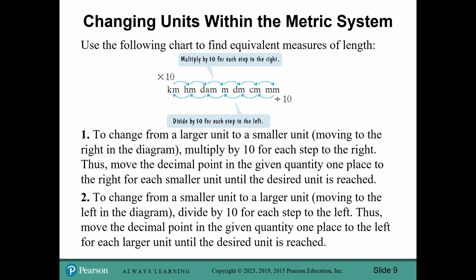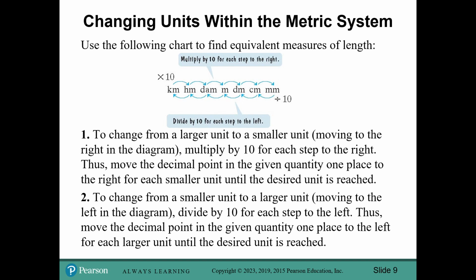So, we can change units within this metric system using the following chart to find equivalent measures of length. Now, this chart here is very, very simple. It's just kilometer, or km, hm, dam, m, dm, cm, and mm. Each of them is just a division by 10 from right to left, or a multiplication step when we go to the right. So if we're going from kilometers to hectometers, we're talking about multiplying by 10. If we're going from centimeters to millimeters, we're multiplying by 10. If we're going from centimeters to decimeters, we're dividing by 10.